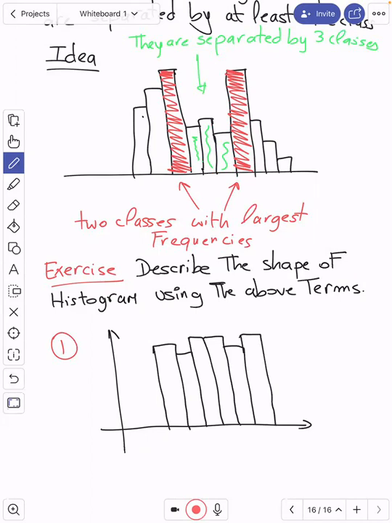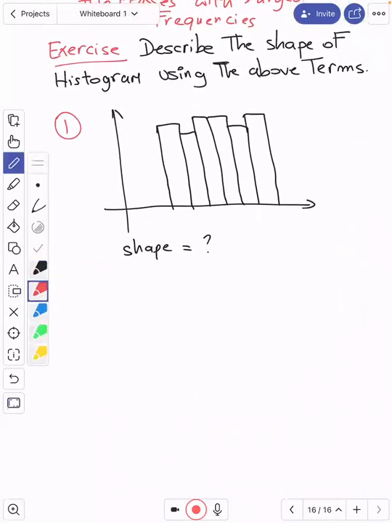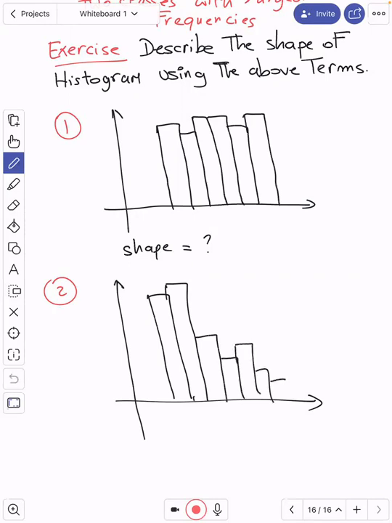Okay, so the question is, what will be the shape of this histogram? Okay, number two, that's the first histogram. Number two, so for number two, you have something like... okay. So what will be the shape of this one?